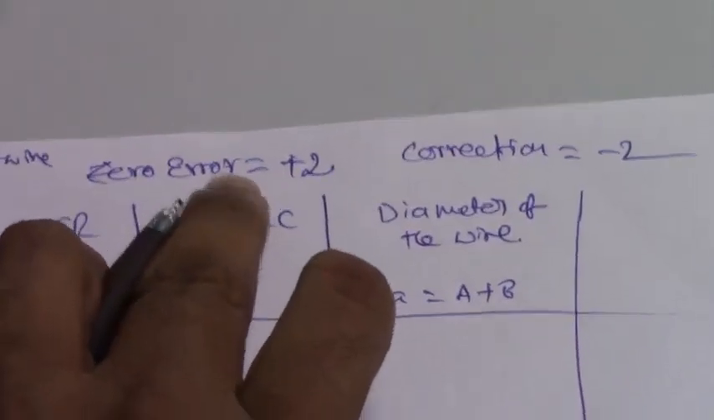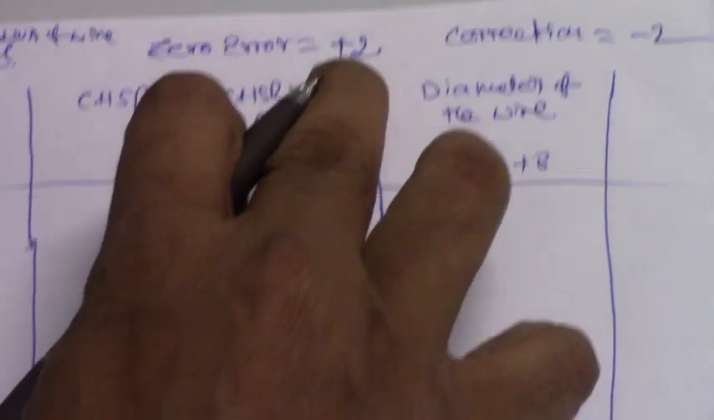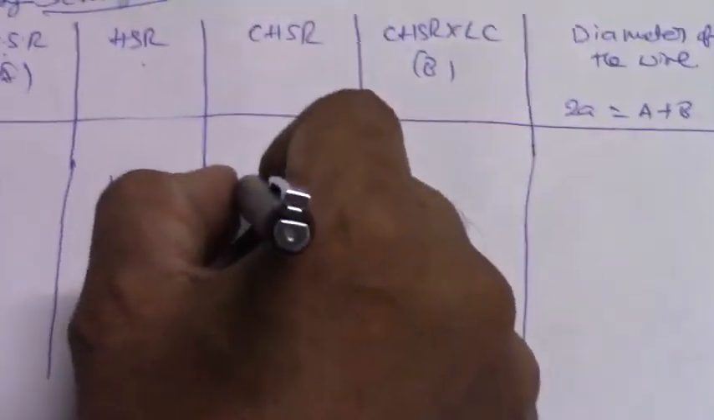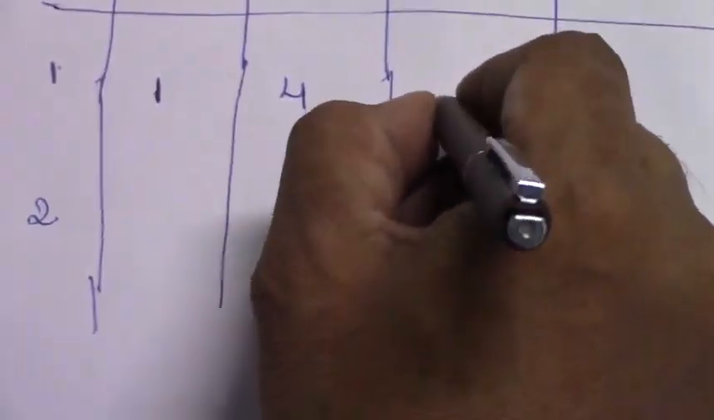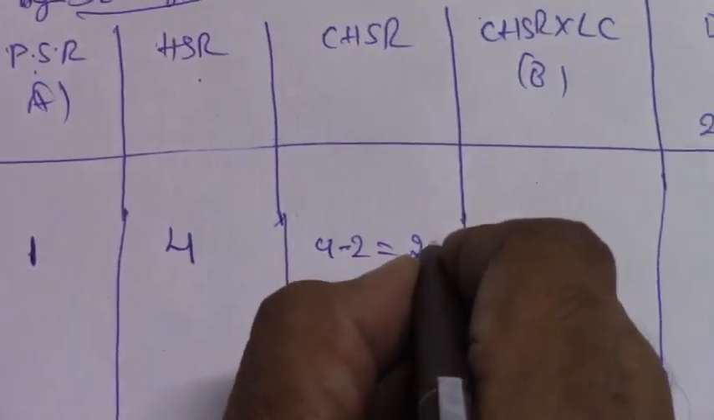What is CHSR? CHSR is nothing but the corrected head scale reading. We have a correction of -2. We got a positive error of +2, so the correction is -2. So CHSR is 4 minus 2, that is equal to 2.